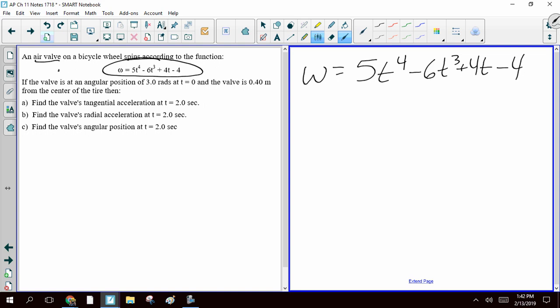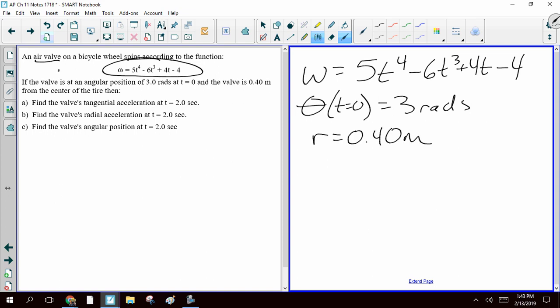All right, the problem tells us the valve is at an angular position of 3 radians at 0 seconds. I'm going to write theta at t equals 0 is 3 radians. And the valve is 0.4 meters from the center of the tire. Then we got to find some stuff.